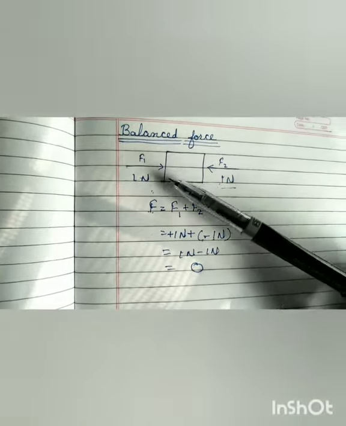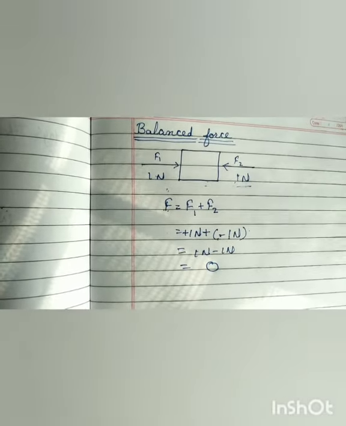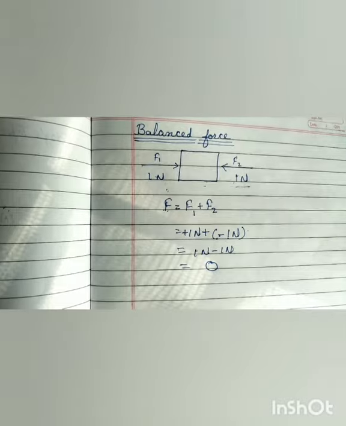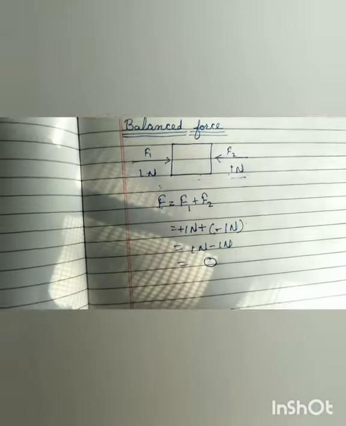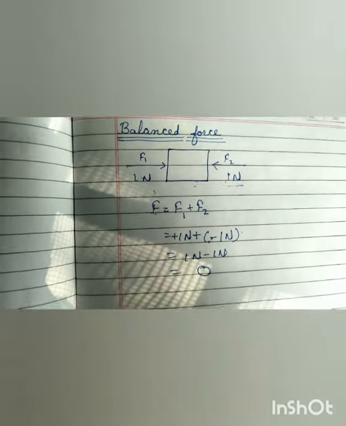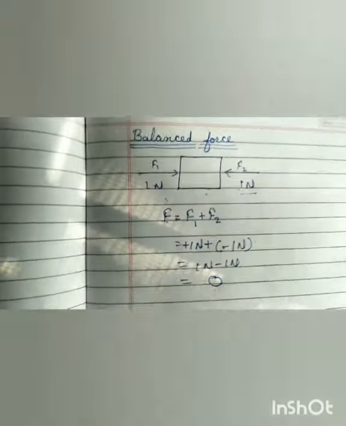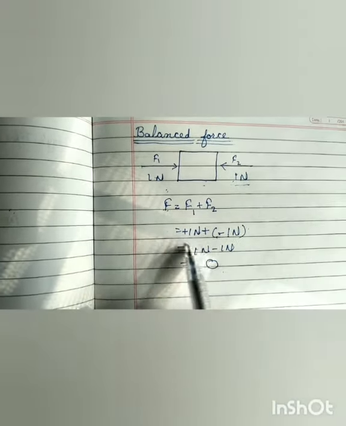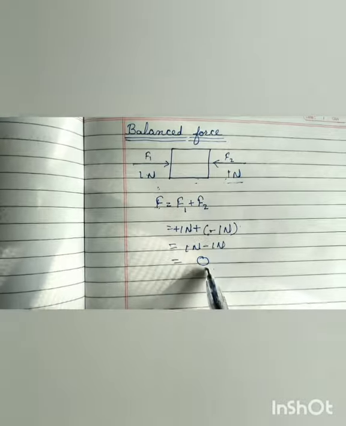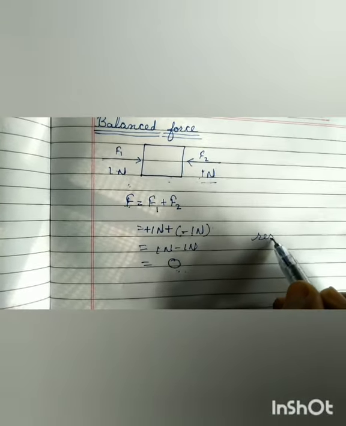Okay, here I have taken only 2 forces. You can consider more than 2 forces. There may be 3 forces, maybe 4, maybe 5, maybe 10, maybe 100. But the net resultant of these forces always comes out to be 0 in case of balanced force. Now, as the net resultant of all the forces acting on the object is 0, it means if an object is at rest, then it remains at rest.